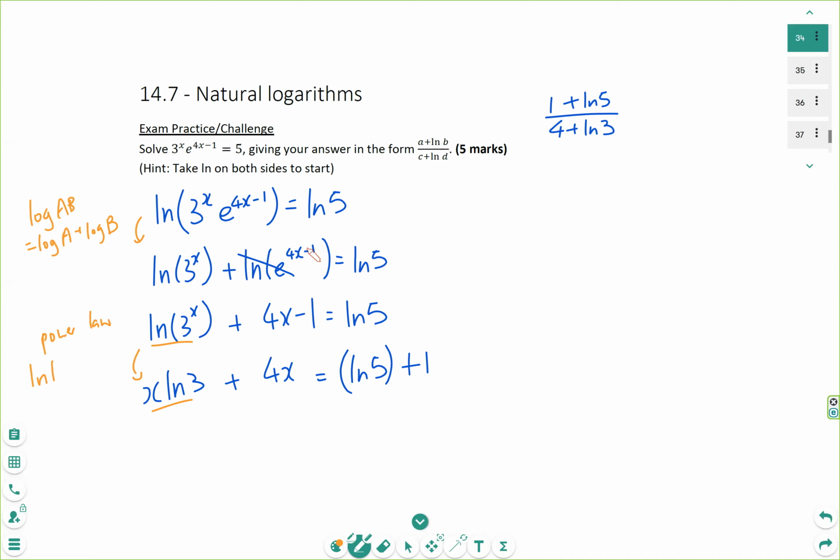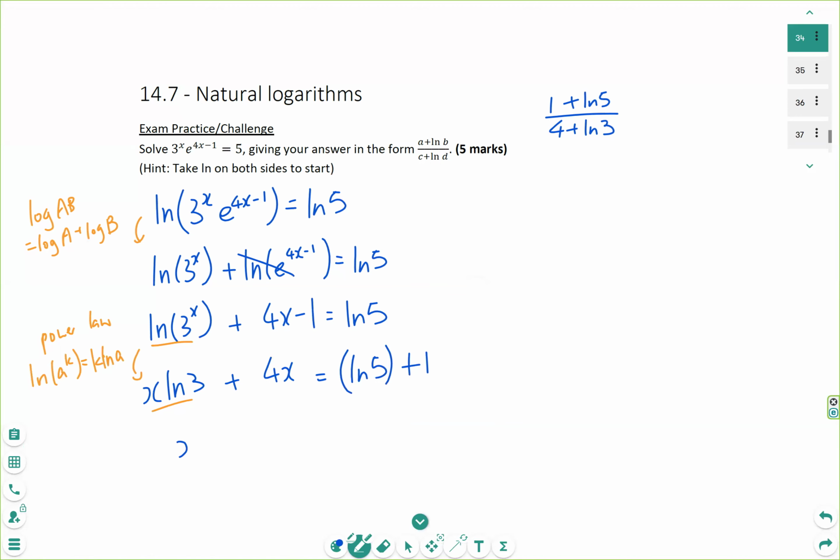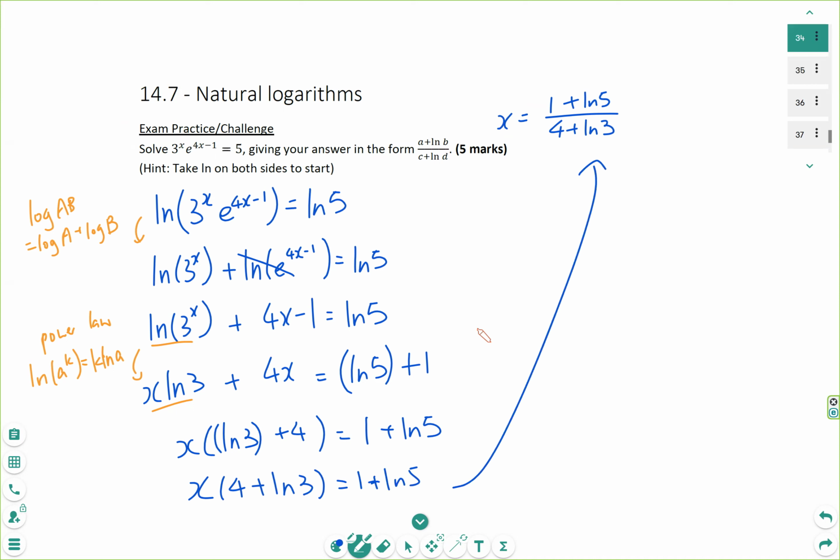So what's the power law again? ln a to the power of k equals k ln a. Right? So to make x the subject, I can factorize the x. So it becomes x times ln 3 plus 4 equals 1 plus ln 5. In the exam format and the format given to you, ln is usually placed at the end of the train of expressions. So I'm going to do the same thing with that one. So it'll be 4 plus ln 3, and x equals 1 plus ln 5 divided over that. That's where you get your answer.